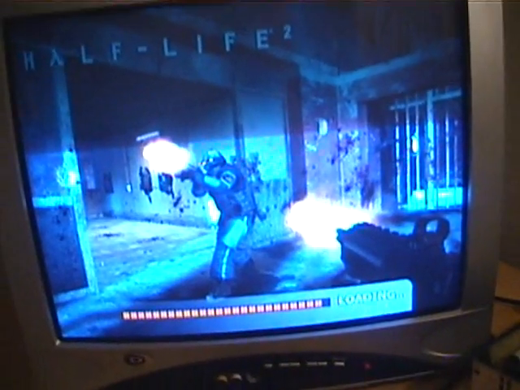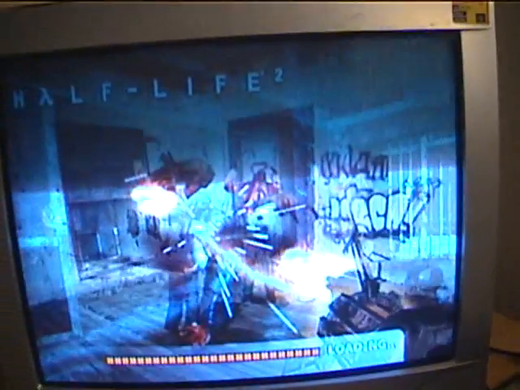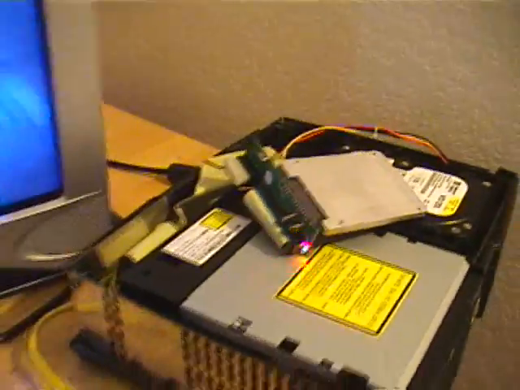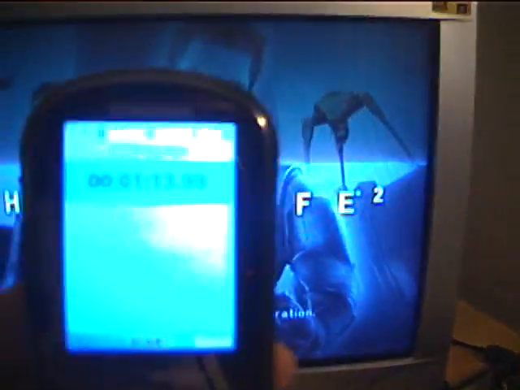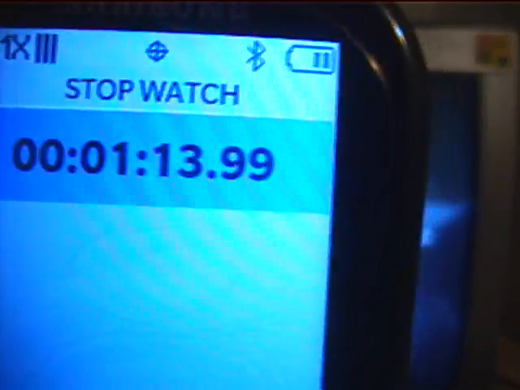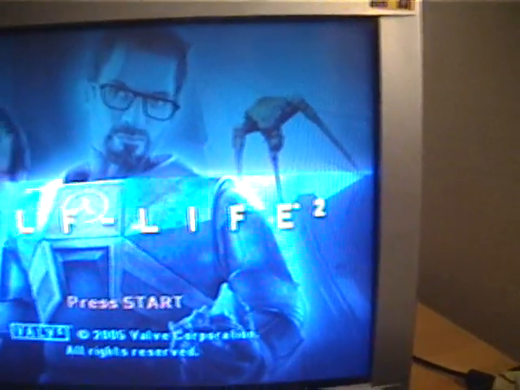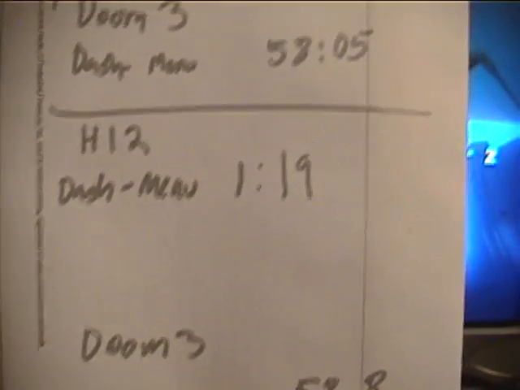So, well, we're not seeing any huge performance gains. And that was what I kind of suspected. Okay, there we go. We stopped. A minute and 14 seconds. So maybe a couple seconds performance gain. So yeah, there's how long it took with the regular dash hard drive in there. It says 1:19, and then I wrote in 1:15 for this one.